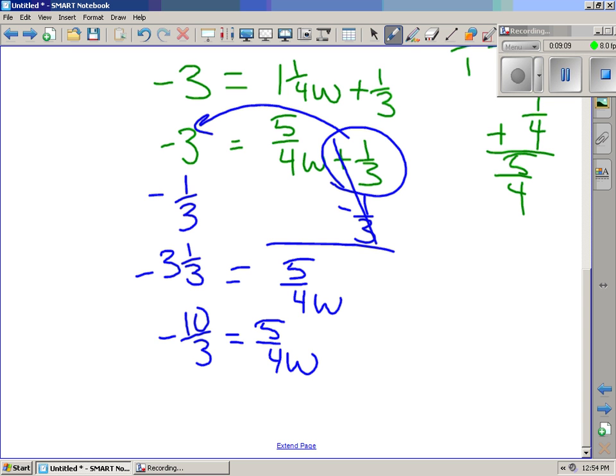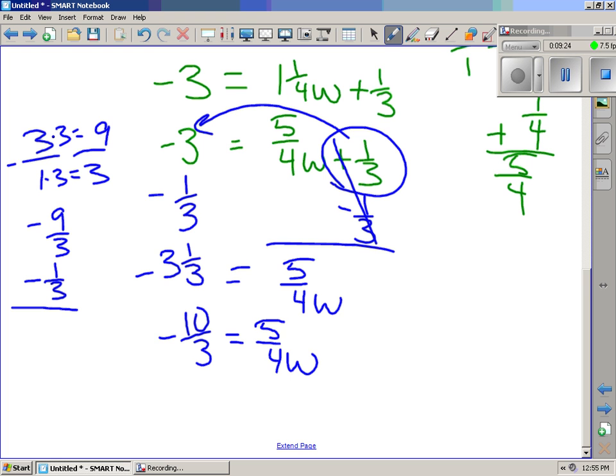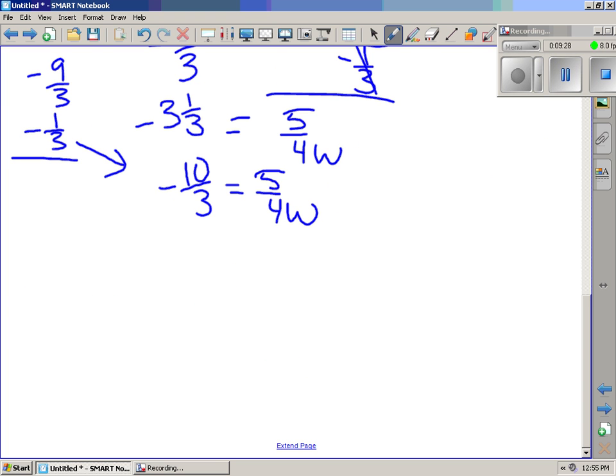And the -3 over 1 could have a denominator of 3 if you multiplied both the denominator and the numerator by 3. So we'd have -9/3 minus 1/3, and you can see that that's going to be the same as -10/3. Now I'm going to multiply each side by the reciprocal.